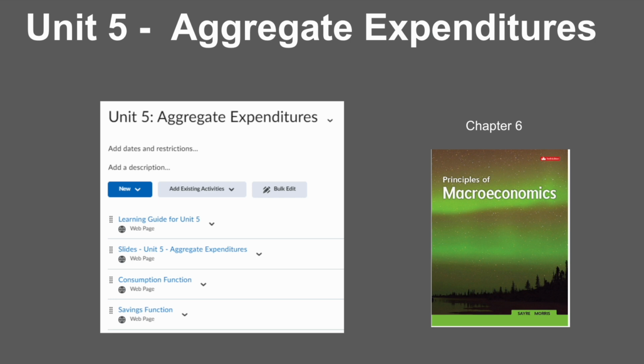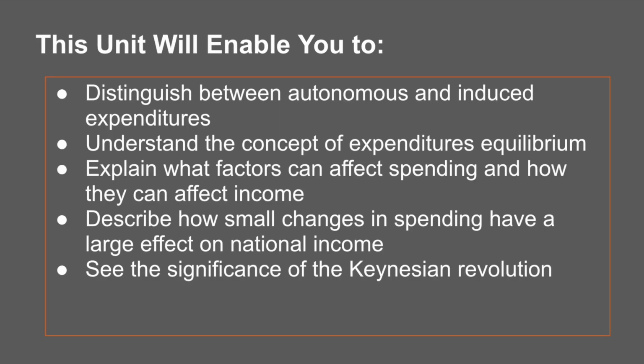First of all, this is Unit 5, and you'll find the material covered in Chapter 6 of the textbook. In this particular unit, we are going to look at some key terms. We're going to look at this concept of expenditures from two perspectives. We're going to look at what's called autonomous spending, and what's called induced spending. We'll explain that in a bit. We're going to understand the concept of expenditure equilibrium and how the economy always moves towards equilibrium.